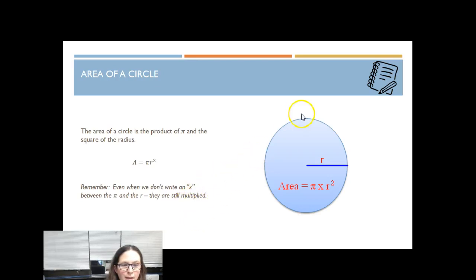We should look next at the area of a circle. When we're looking at area, we again remember we are going for the coverage area here. In order to find the area of a circle, we take the product of pi and the square of the radius. We often write that as area equals pi times the radius squared. Remember that squared symbol means you're going to take the radius and multiply it by itself. And even when we don't write the x in between the pi symbol and the r, remember that if they're written next to each other, those two numbers are multiplied by each other.